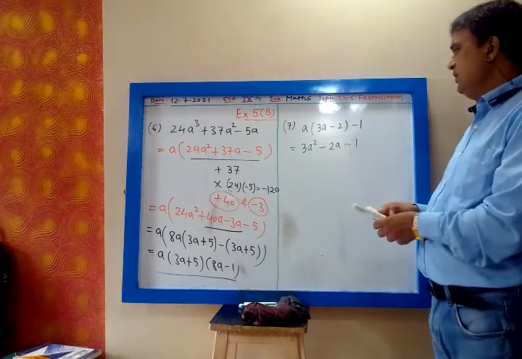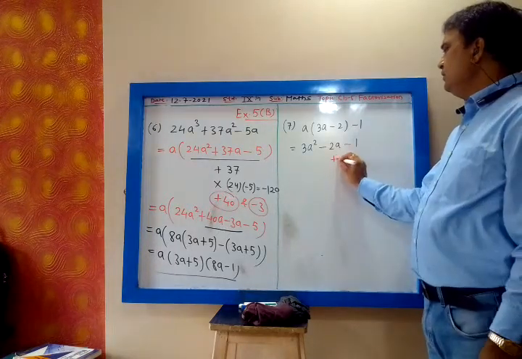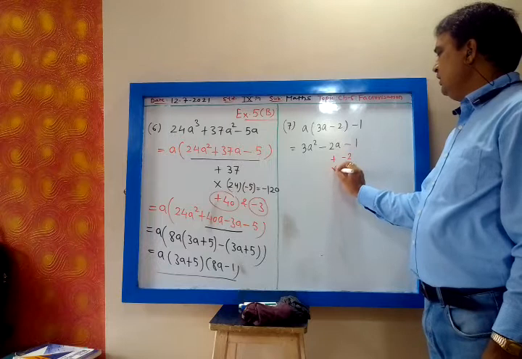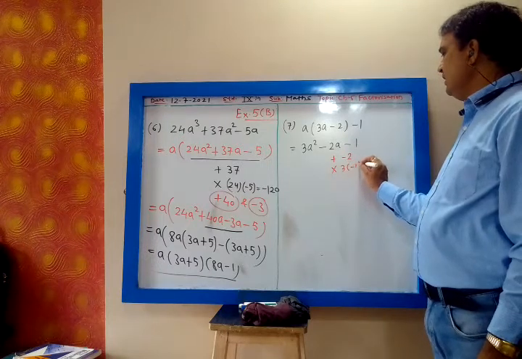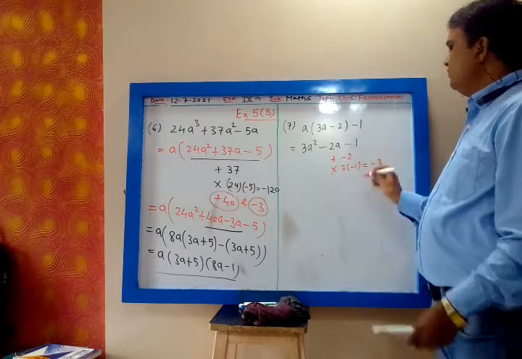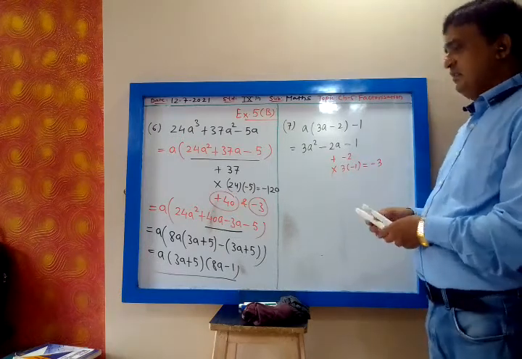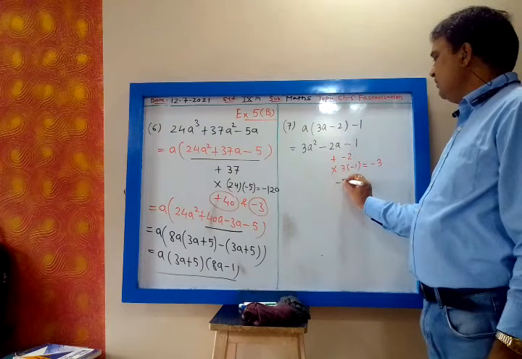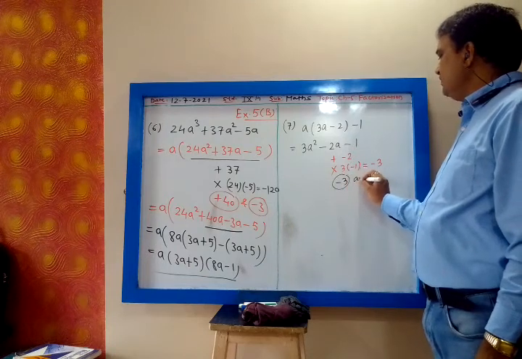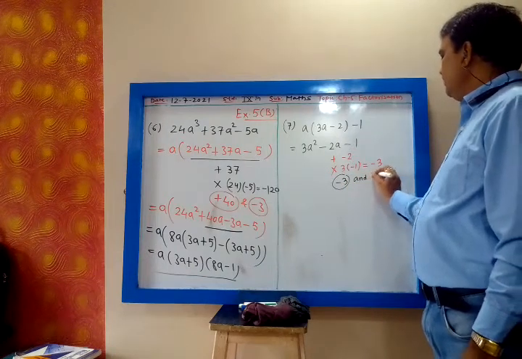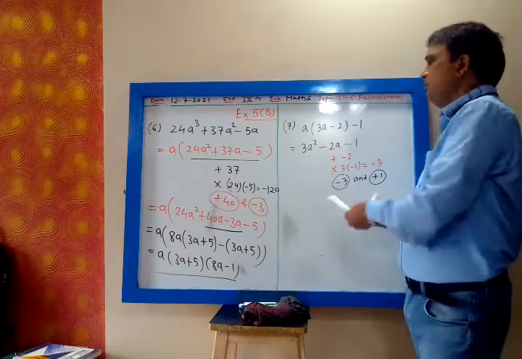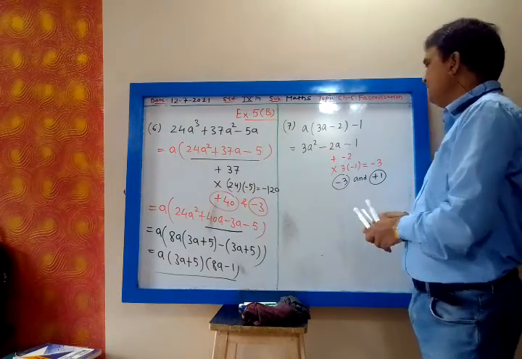So find two numbers whose sum is minus 2 and product is 3 into minus 1, that is minus 3. So minus 3 and 1, yes or no? Minus 3 and plus 1. When you add, you will get minus 2. When you multiply, you will get minus 3.